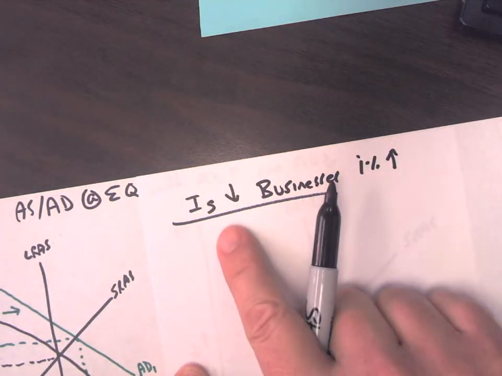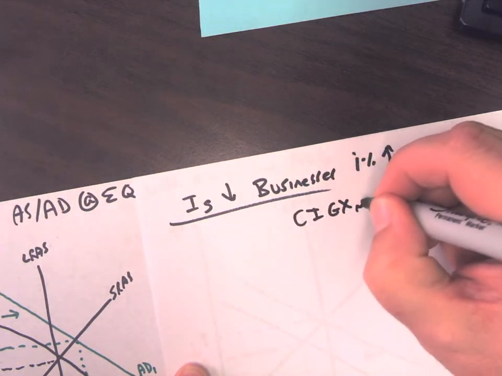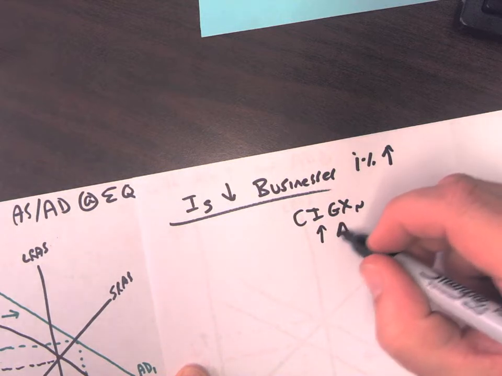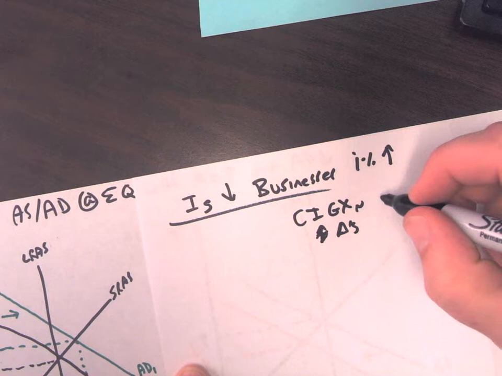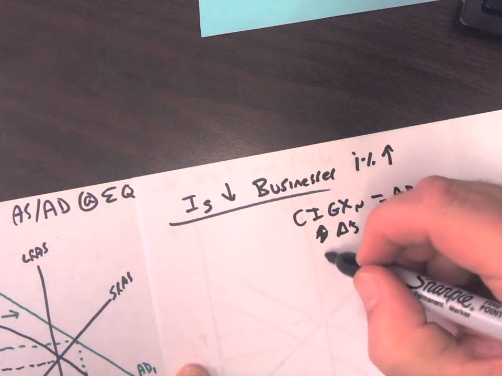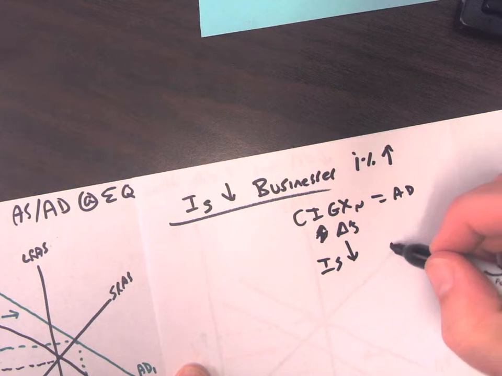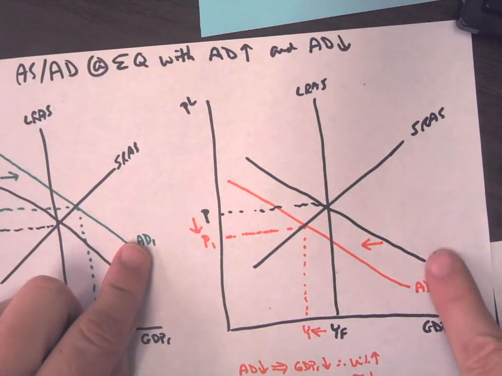So if the investment of businesses goes down, remember that's part of Sig X. So if any one of those changes, and I didn't mean to put an arrow, it's not decreasing. Remember that equals aggregate demand. So if our investment is decreasing, aggregate demand would be decreasing. So what we're going to do right there is shift this to the left.